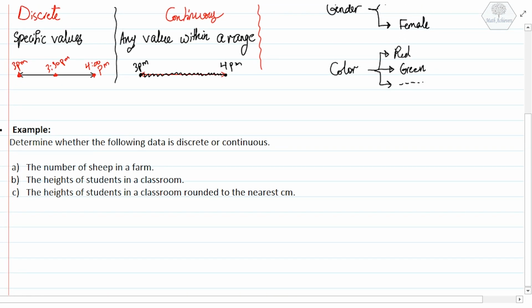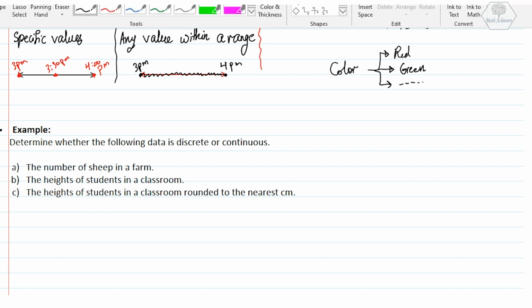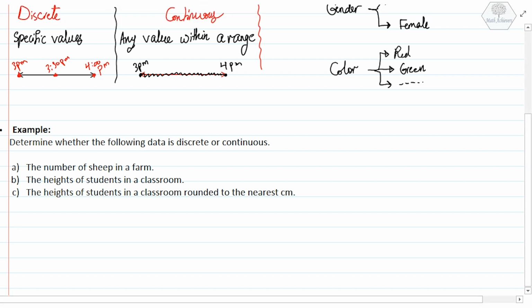Let's take an example now. We want to determine whether the following data is discrete or continuous. Part A, the number of sheep in a farm. The number of sheep in a farm is very obvious to be discrete because I don't have 1.5 sheep or 1.7. Okay. Part B.